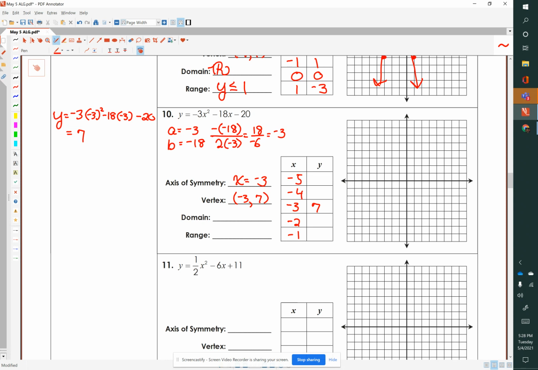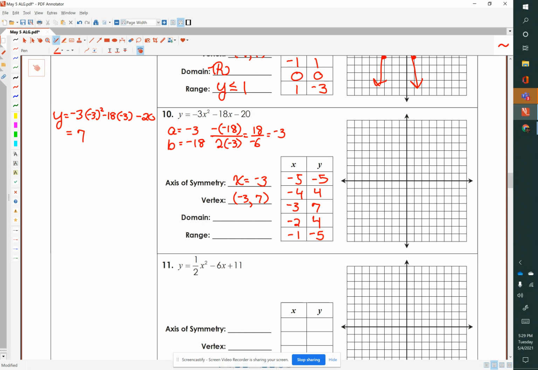So when we evaluate this function at negative 5, the value of the function is also negative 5. When we evaluate at negative 4, the value of the function is a positive 4. We already evaluated at negative 3. When we evaluate at negative 2, the value of the function is 4. And when we evaluate at negative 1, the value of the function is negative 5.